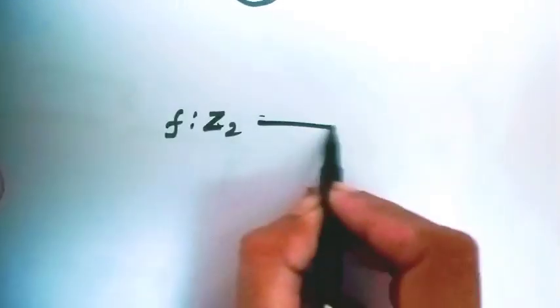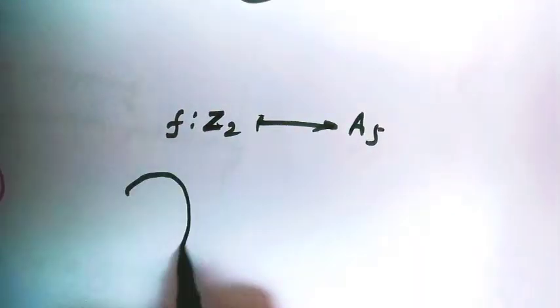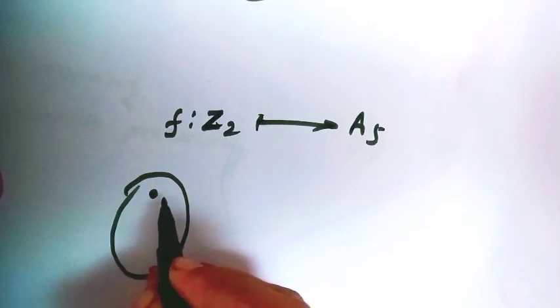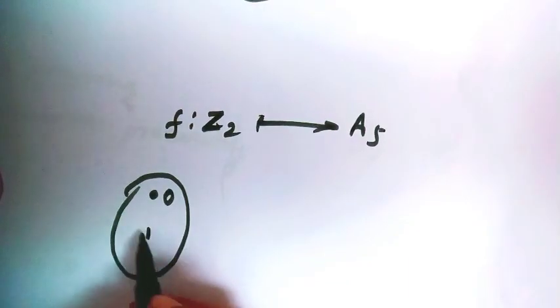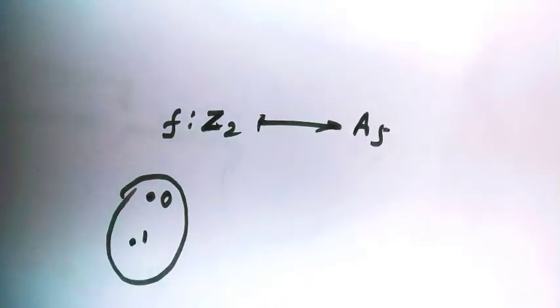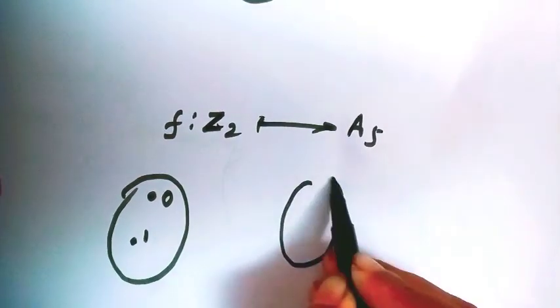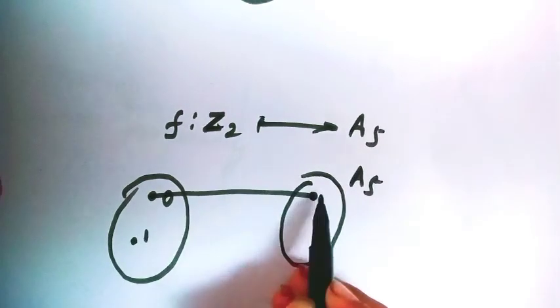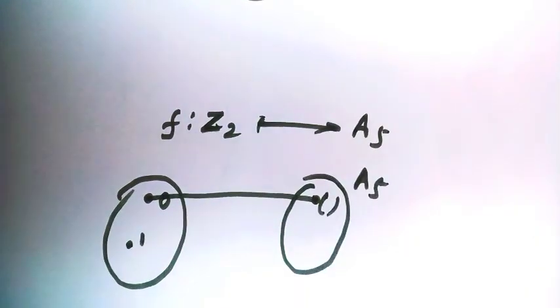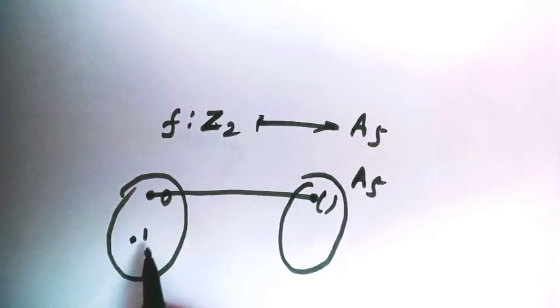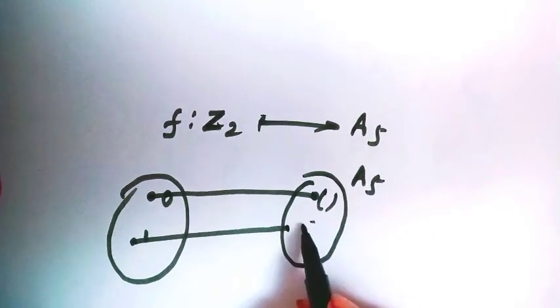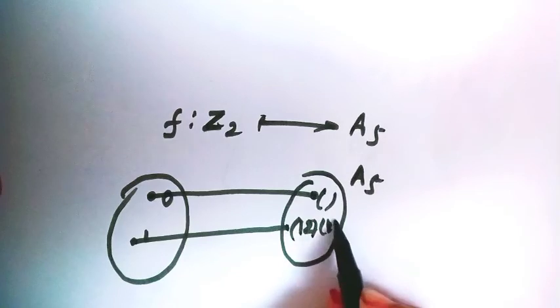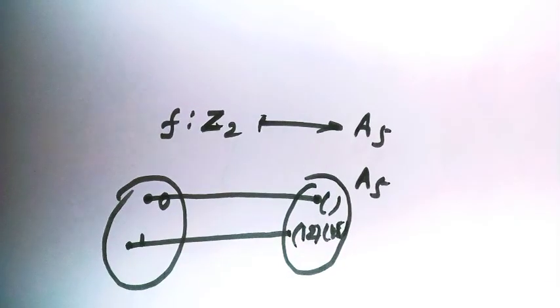Let's consider a mapping f from Z2 to A5. Z2 contains two elements, 0 and 1, which is a cyclic group, we all know. And this is A5. 0 maps to the identity and 1 maps to the product of disjoint cycles (1 4)(2 5). This is the image of this mapping.